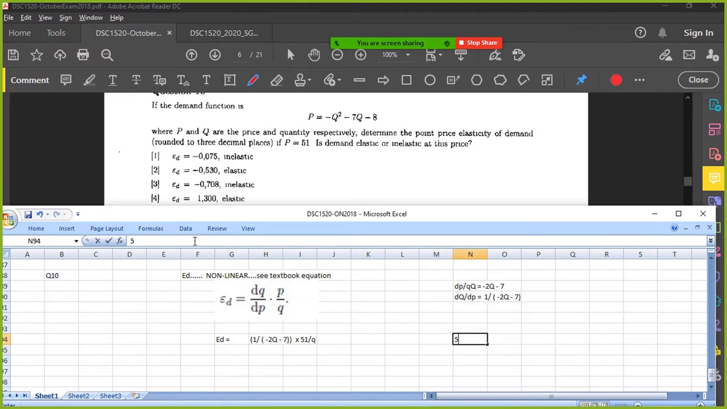So p is 51. 51 equals minus q squared minus 7q minus 8. Take everything to one side to make it positive. So let's take everything to the left: q squared plus 7q. This becomes a plus, so 59.